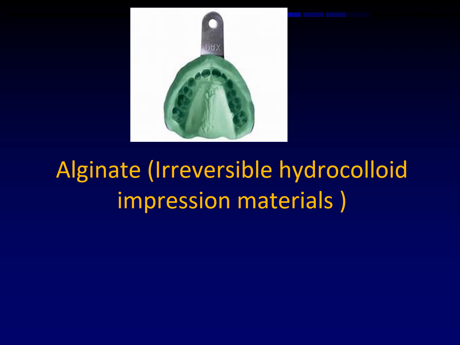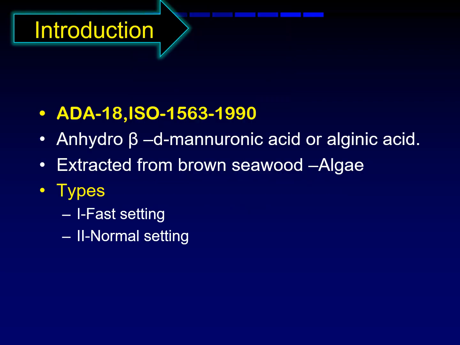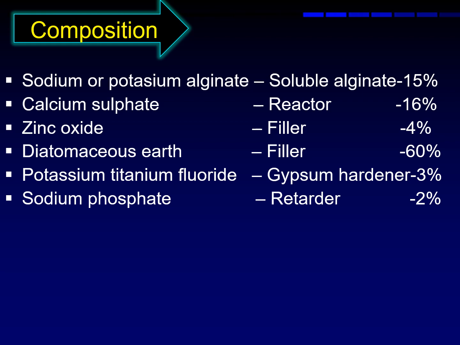The other hydrocolloid impression material is alginate. It is an irreversible hydrocolloid. The ADA specification for alginate impression material is 18 and the chemical name of this material is anhydro-beta-D-mannuronic acid. This material is extracted from brown seaweed. It is available in two forms, fast setting alginate and normal setting alginate.